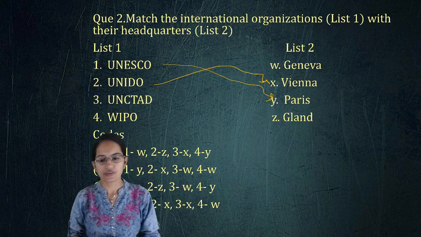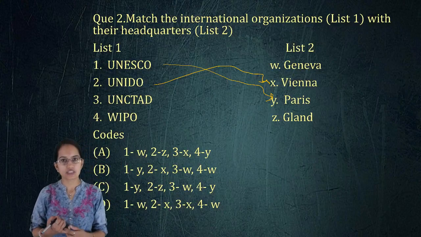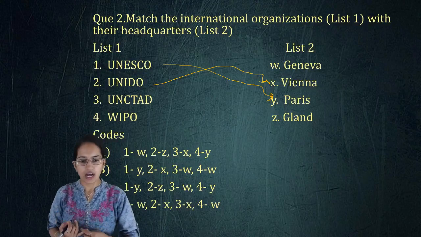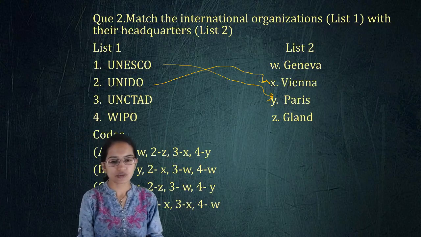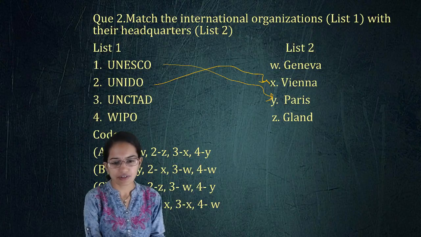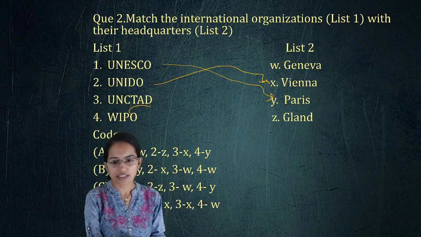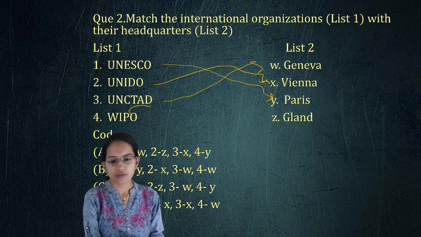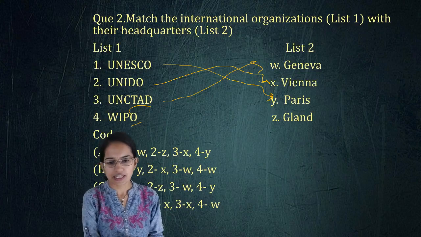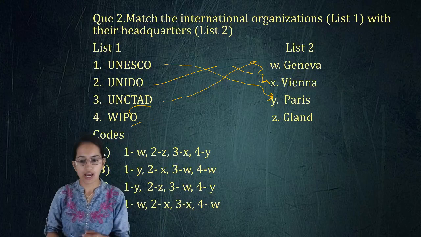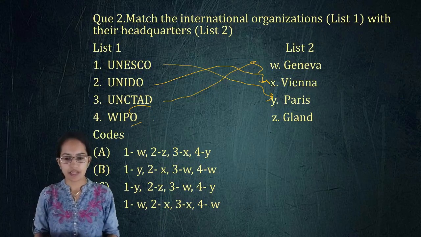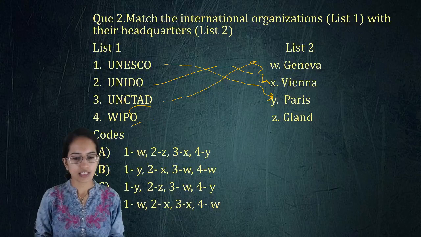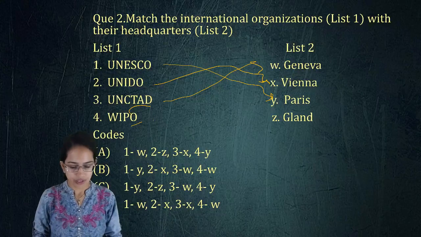You have UNCTAD. UNCTAD is the United Nations Conference on Trade and Development. So that's UNCTAD, Trade and Development, and it's headquartered in Geneva. Okay, and then you have WIPO. WIPO is again headquartered in Geneva. So you have the World Intellectual Property Organization. So those are the correct matches for the following question.